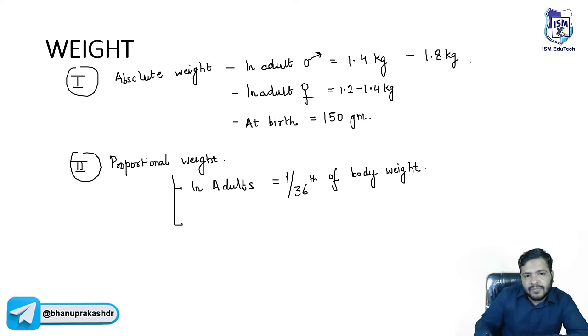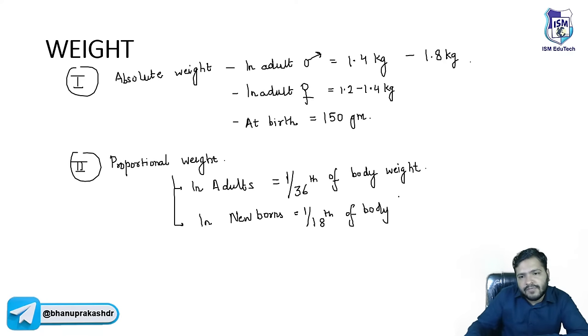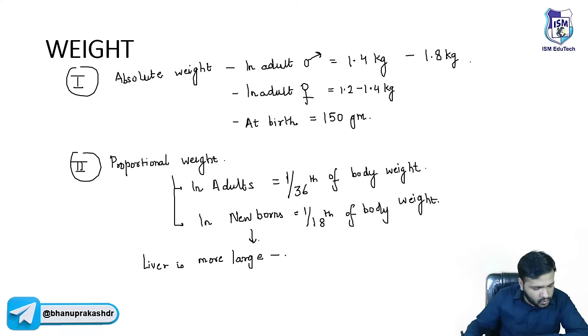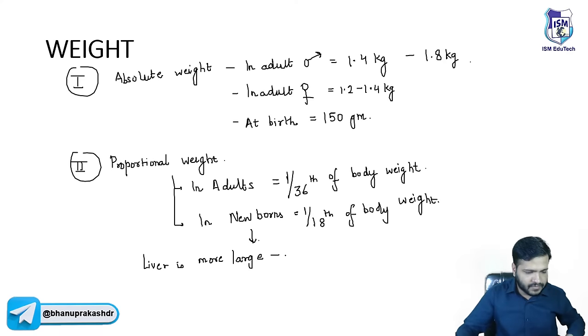But in children, beta, in newborns, it is 1 by 18th of the entire body weight of the newborn. Why such difference is there? Why is the liver more large in newborns? Yes. So remember, beta, the liver is more large due to which function, beta?